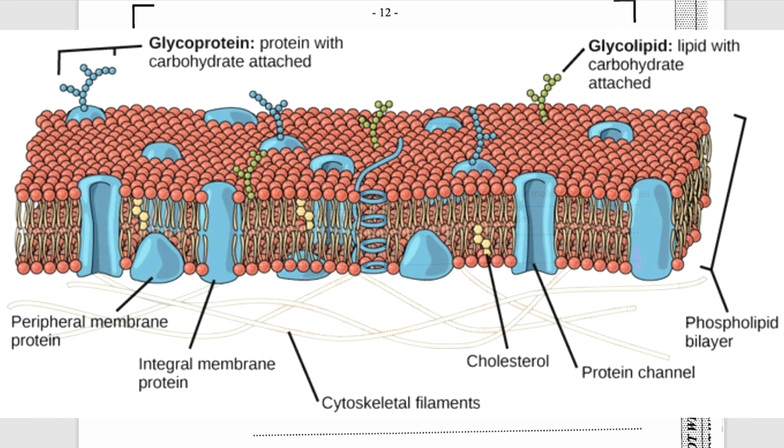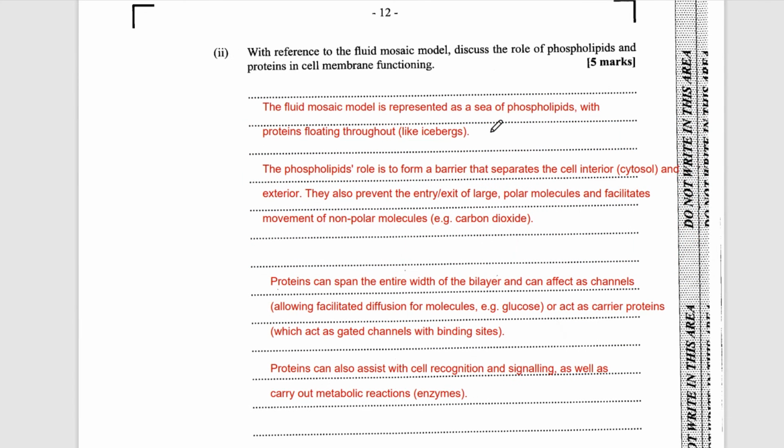through the phospholipids. And I like to think of it like the proteins are like icebergs floating in the ocean, and again, those are not in one place, they sort of slowly move around. Now, what is the role of each? So the phospholipids' role is to form a barrier that separates the cell interior from the exterior, the interior being the cytosol. Because it has that hydrophobic internal part, especially as a bilayer, that prevents any larger polar molecules, even water, from passing through.